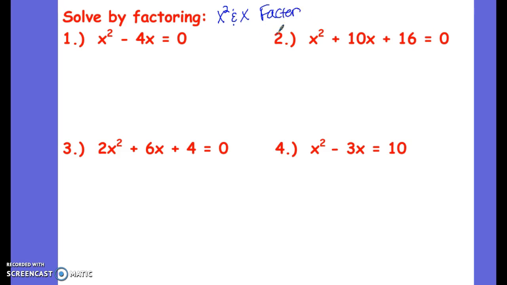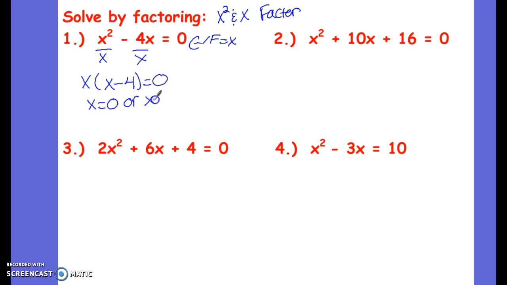All right, number 1, it was a binomial, so you had a GCF of x. So you divided out your GCF and you had x times x minus 4 equals 0. So x equals 0 or x minus 4 equals 0. Either factor, add your 4, x equals 0 or x equals 4.